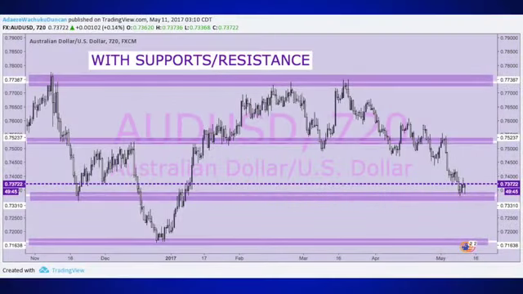Now, here's that exact same picture, but with the support and resistance areas drawn. Now, when you look at it, maybe you're noticing that price was going down, but now it's reaching that area of support. And I'm thinking, if price gets to this area, I think it's going to turn around. So I'm going to be looking for a buy.